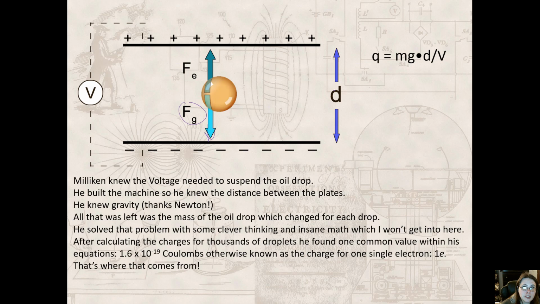So he knew the voltage needed to suspend the oil drop, and he built the machine so he knew the distance between the plates, and he knew gravity. So all that was left was the mass of the oil drops, which changed for each drop. And he figured it out with some interesting math that we don't have to cover right now. But he found out that each of these oil drops had a common value of 1.6 times 10 to the negative 19th coulombs for a single electron, and that's where that charge comes from.